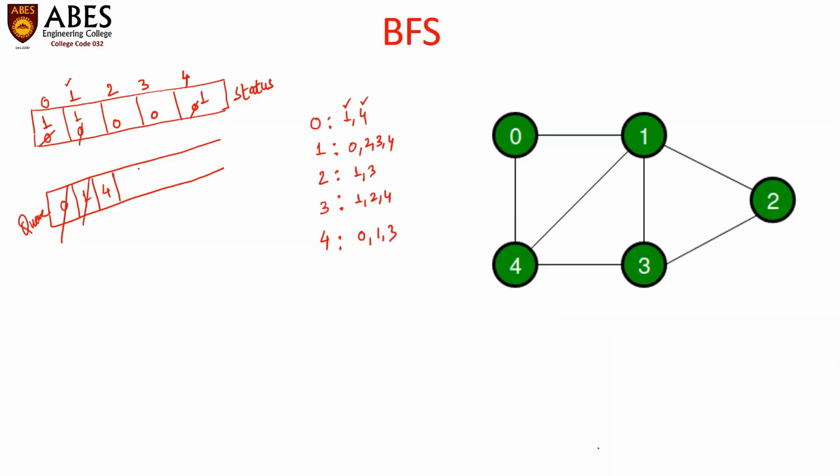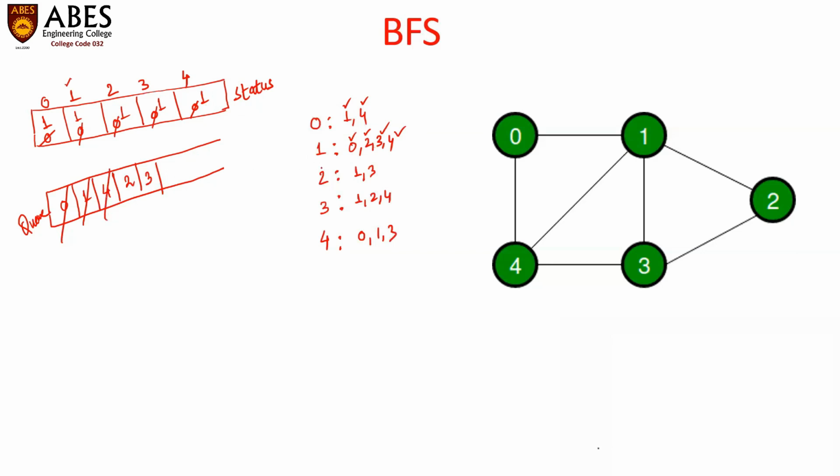Now let's delete the vertex number 1 and let's see the connections from 1. From 1, we have 0 number vertex, which has already got visited. Its status is 1. 2 has not got visited, so mark its status as 1. And let's insert this on the queue. Vertex number 3, this has not got visited earlier. So let's mark its status as 1 and push it on the queue. 4 number vertex has already got visited, so we will not push it again on the queue.